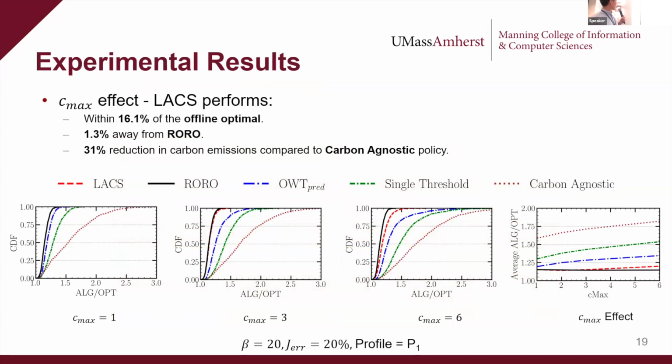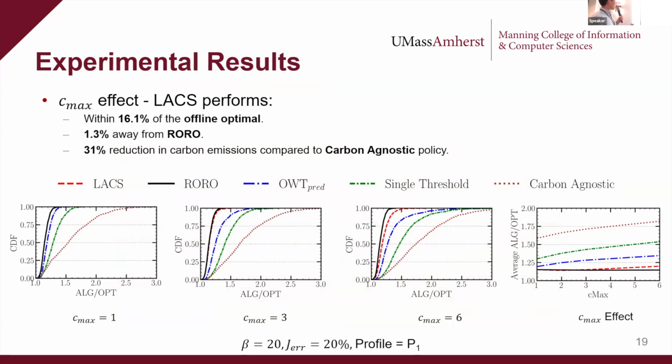So here we'll be looking at CDF plots of the empirical competitive ratio, alg over opt, on the x-axis. The tail end at the top illustrates the worst-case performance, and the general area underneath highlights the more average-case performance. The further left the graph is in the first three graphs, the better the performance. And the fourth one is a summary of the first three, represented as an average.